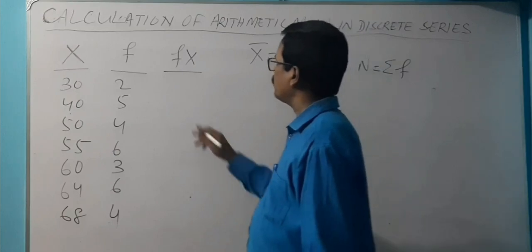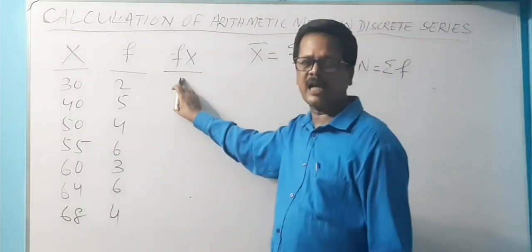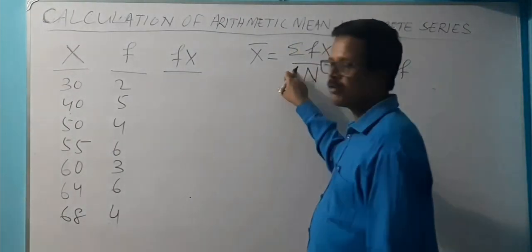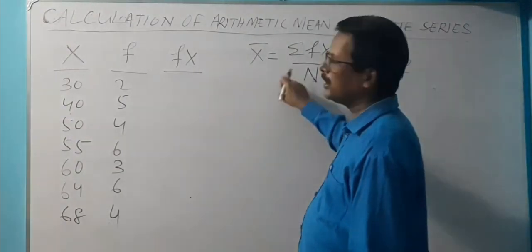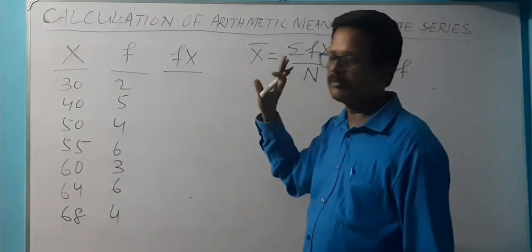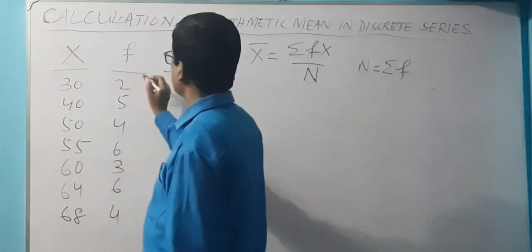So at first we have to find out the fx value in the third column. According to the formula, we have to draw the columns. How many columns are required? Actually, we can know that from the formula itself. Show fx values. What is fx?